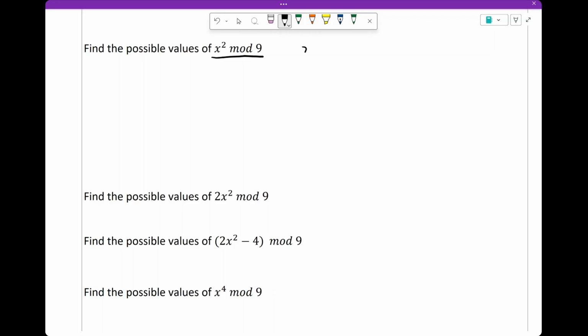So I'm going to write x, and then our next row is going to be x squared because that's the calculation we're doing. And then our final row is going to be our final answers, which are x squared mod 9. Now let's think about the most efficient way of doing this. Let's take our mod, which is 9, and we're going to divide by 2, which gives me 4.5.